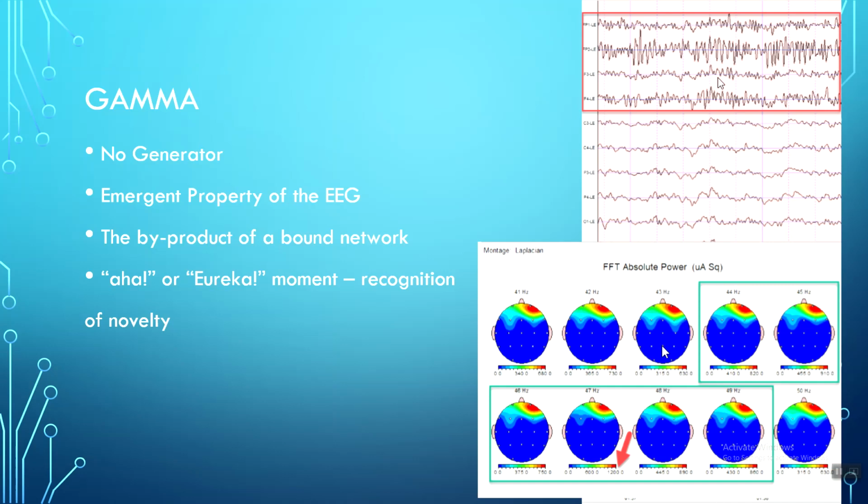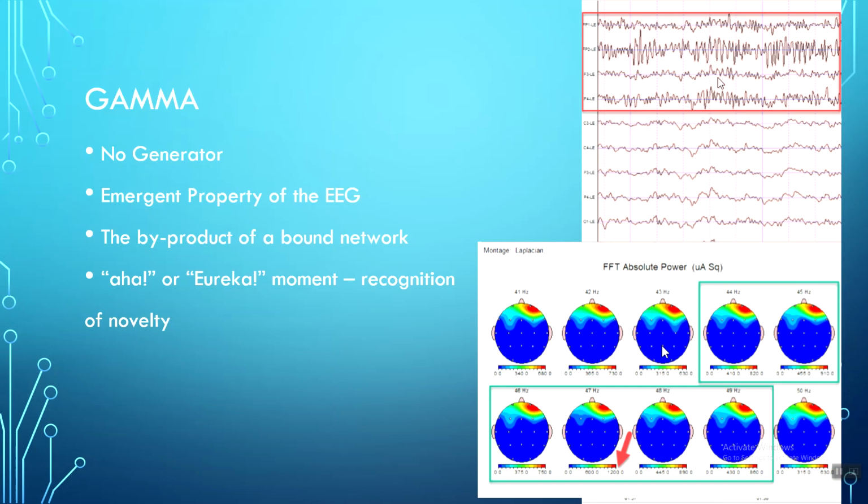And so I don't know if there is a normative database that has a normal level of gamma. What we have to do is look at the raw numbers. And when you see a raw number in the gamma range pop up, as opposed to going down, down, down, if it pops up significantly, like here we see a 1200 microvolt squared, right prefrontal, has high amplitude gamma showing up there.